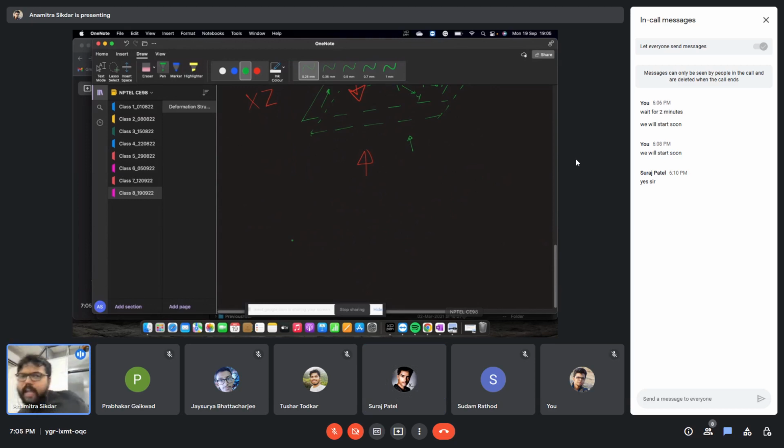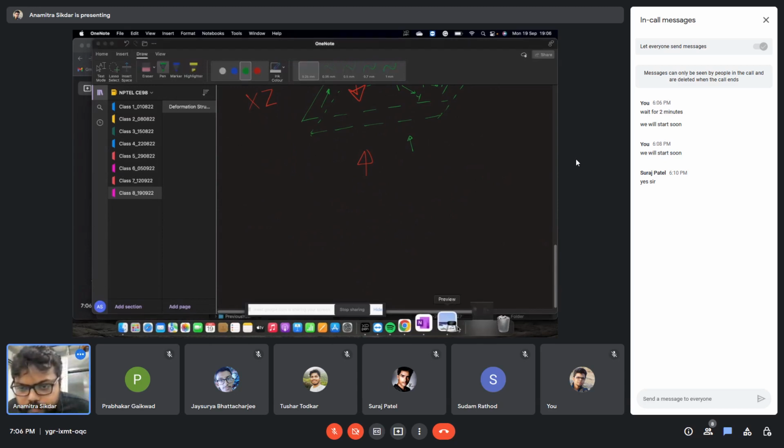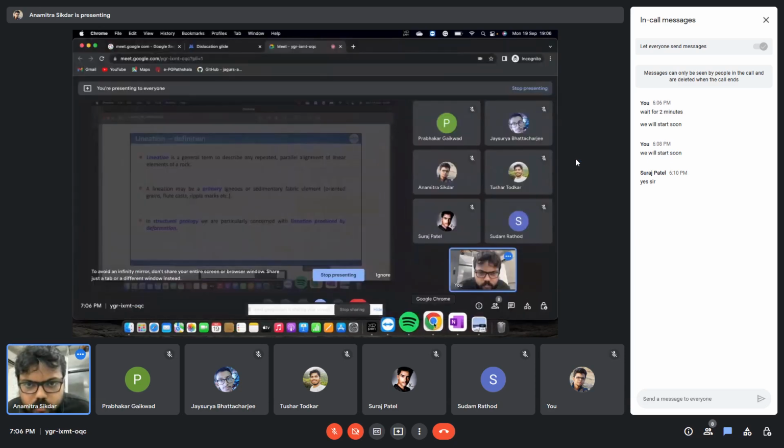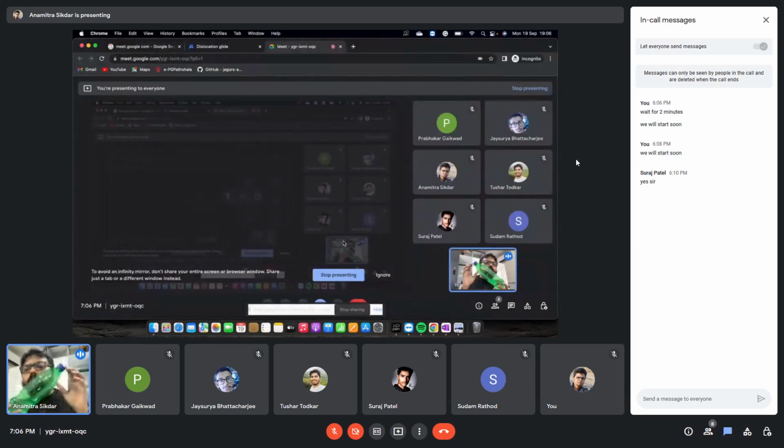So if I understand your question correctly, say for example, this is a rock, and let me see the camera. Yeah, suppose this is a rock, and you are rotating the rock, the hand specimen. So the X is now in this direction. Is that what you are asking?